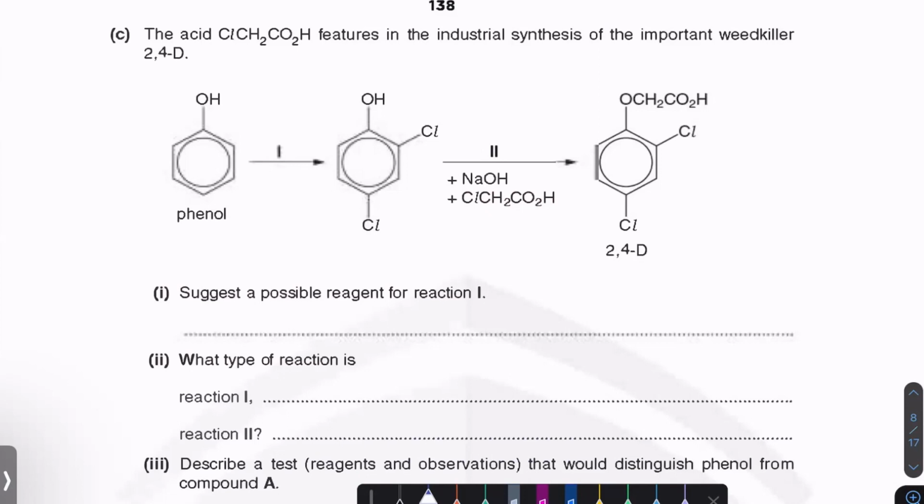Okay, let's look over here. What's happening? We have a phenol and we are replacing the H positive here with Cl positive. So that is electrophilic substitution. And that happens because I need chlorine. And what type of reaction is this? Electrophilic substitution. Okay. And reaction 2. Reaction 2 में क्या हो रहा है?